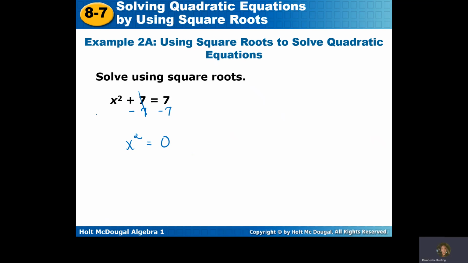But guess what? The process is still the same. I'm going to take the square root of both sides. Okay? And I get that x is equal to plus or minus 0. That's ridiculous because there's no such thing as plus or minus 0, is it? Okay, so the answer will simply just be x equals 0. In this case, there will only be one answer. Make sense?